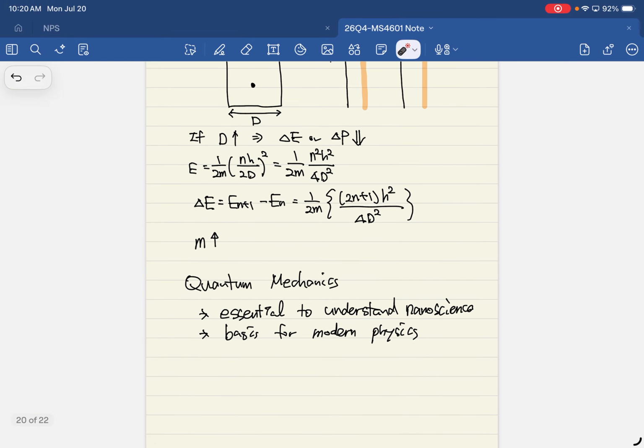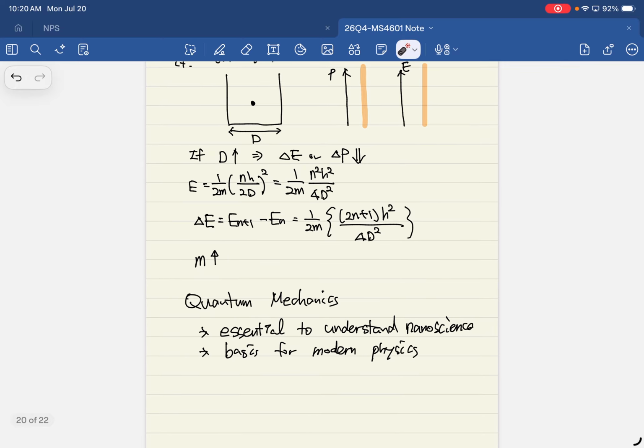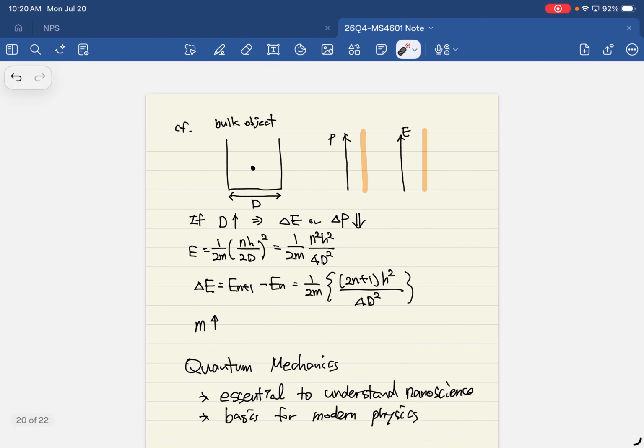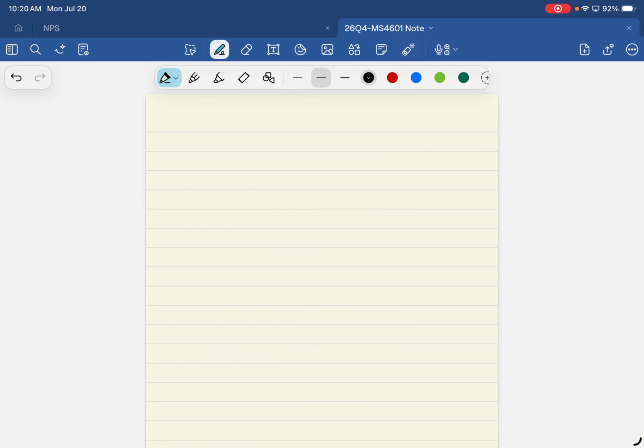Okay, so now let's get into a more rigorous form of quantum mechanics. Okay, so for that, we are going to work on the Schrödinger equation.